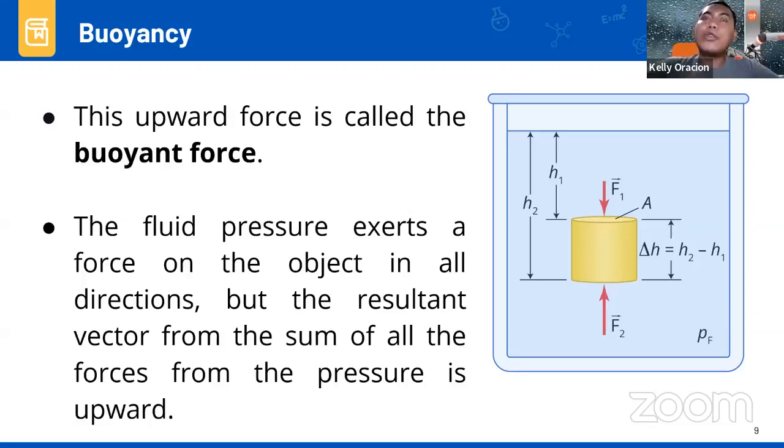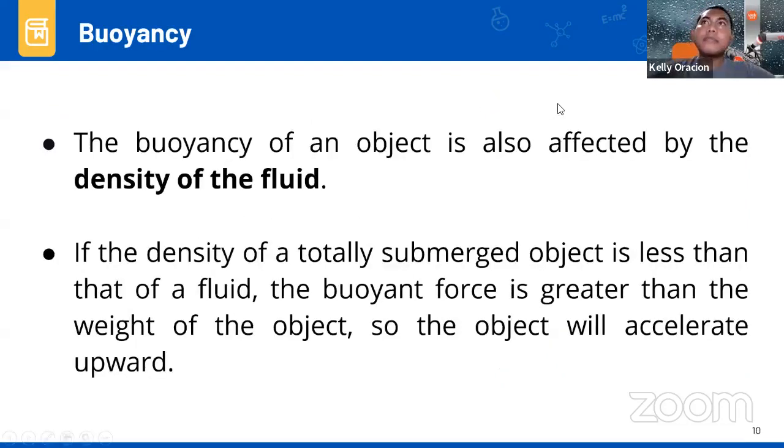The fluid pressure exerts a force on the object in all directions, but the resultant vector from the sum of all the forces from the pressure is upward. The buoyancy of an object is also affected by the density of the fluid, because the density of fluids differs. So when the density of the fluid differs, the buoyant force also differs. Take note, the density of water at 4 degrees is different from the density of sea water.